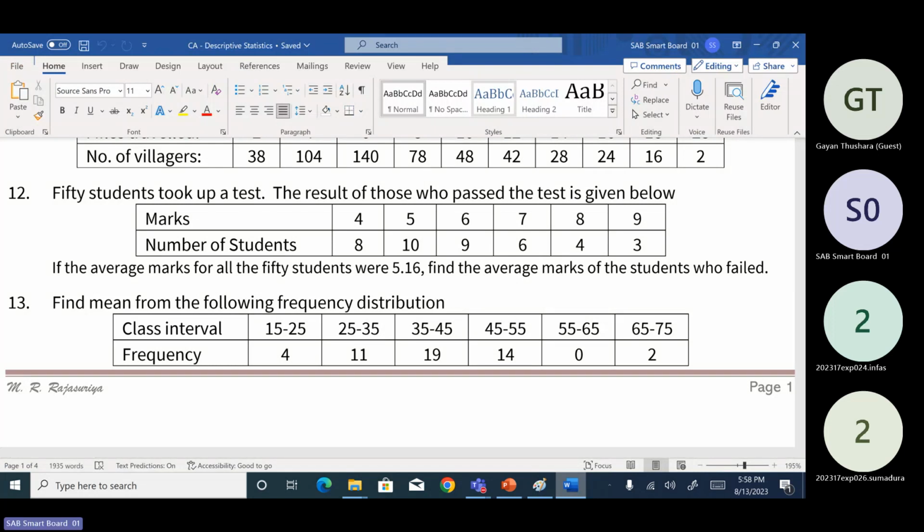So they are asking us something, but the data given is something else. Actually, 50 students took a test. The result of those who passed the test is given below. So the data set is of the students who passed the exam. If the average mark for all the 50 students was 5.16, find the average mark of the students who failed. Students who passed, marks are given. They are asking for the average marks of the students who failed.